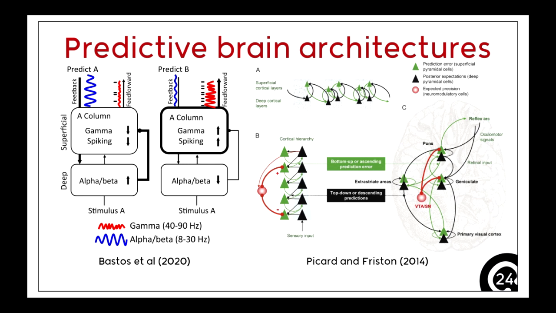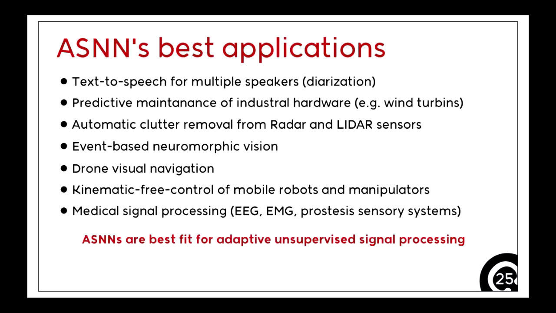And we have all of this in our framework. Yeah, so we can now probably move to applications of such networks. The best applications for adaptive spiking neural networks are dynamical tasks, for example, text-to-speech for multiple speakers or diarization.